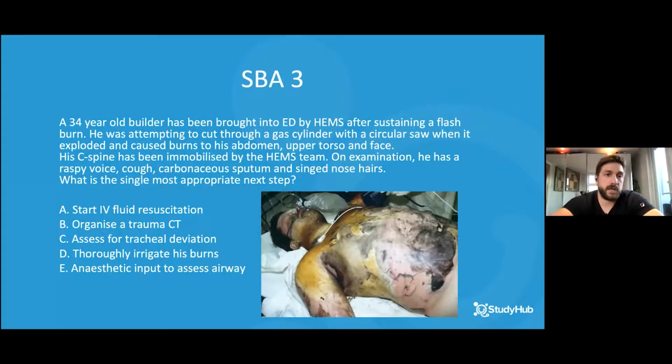Moving on, SBA 3 is a 34-year-old builder brought into ED by HEMS after sustaining a flash burn. He was attempting to cut through a gas cylinder with a circular saw when it exploded and caused burns to his abdomen, upper torso and face. C-spine has been immobilised by the HEMS team. On examination, he has a raspy voice, cough, carbonaceous sputum, singed nose hairs. What is the single most appropriate next step? I'll let you read those.